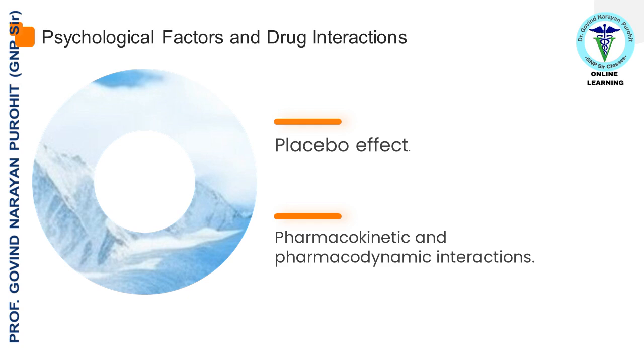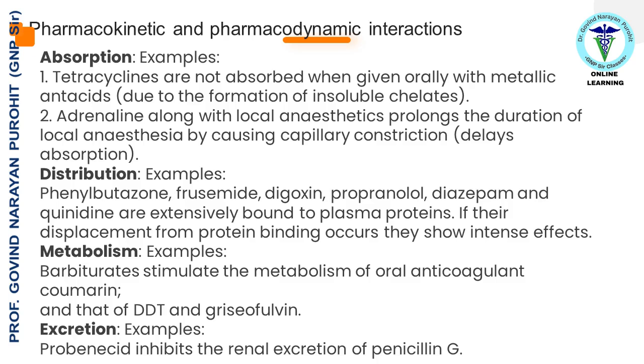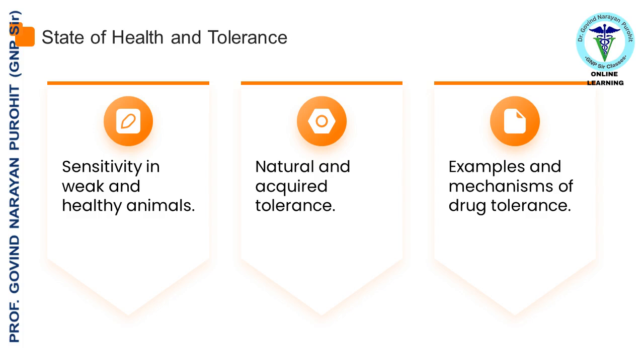It is important to remember the pharmacodynamic and pharmacokinetic interactions. Pharmacokinetic interactions refer to interactions between drugs during absorption, distribution, metabolism and excretion processes, resulting in either an increase or decrease in the concentration of the drug at the site of action. Some of the examples are shown that may alter drug absorption. Weak and debilitated animals are more sensitive to drug effects than normal healthy animals.